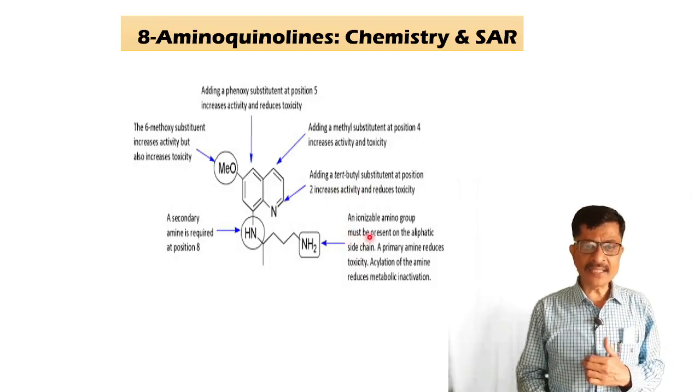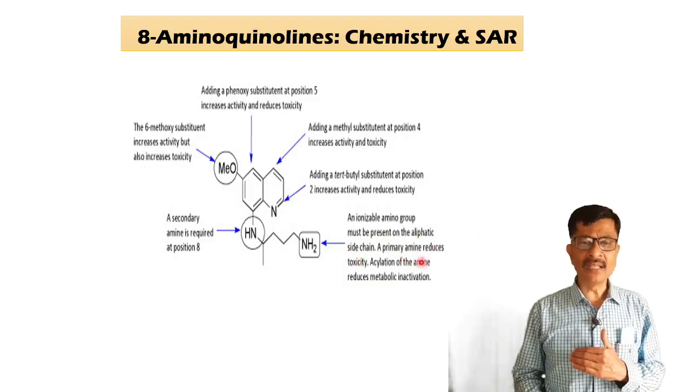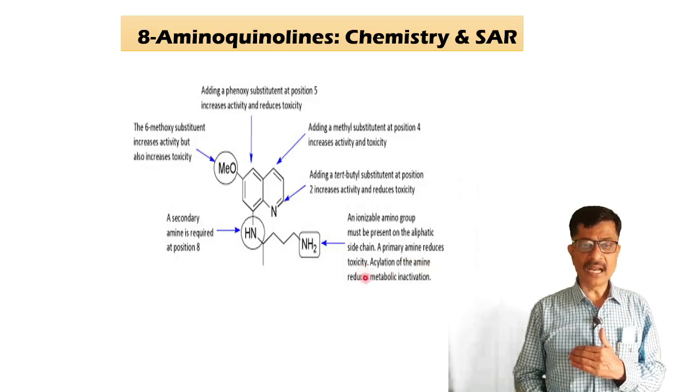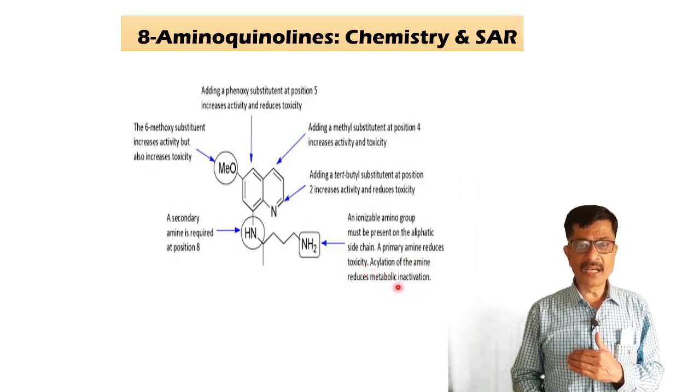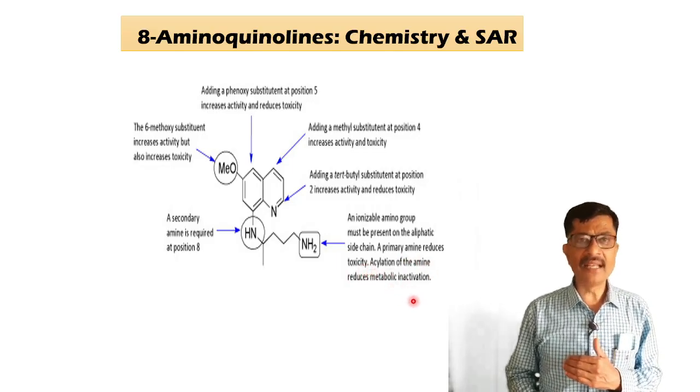An ionizable amino group must be present on the aliphatic side chain. A primary amine reduces toxicity, and acylation of the amine reduces metabolic inactivation.